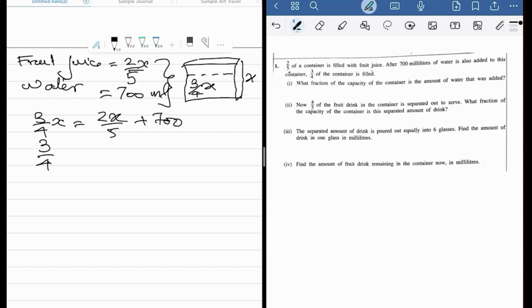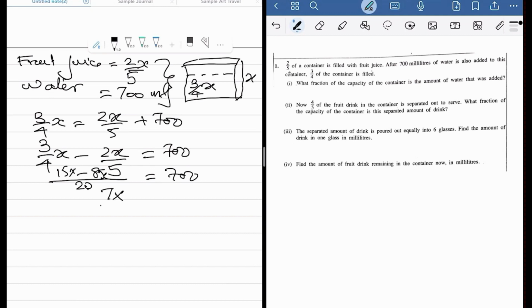Now I am going to bring all the x values to the left, and I'll leave the 700 on the other side. So then I take the common denominator, that will be 20. So 4 times 5, 15x, and that will be 5 times 4, that's 8x. So 15 take away 8, that will be equal to 7x.